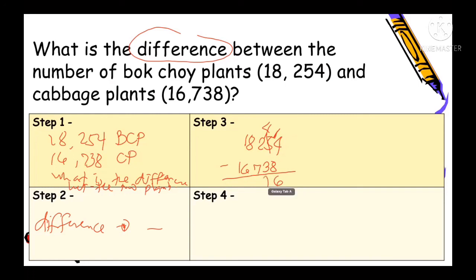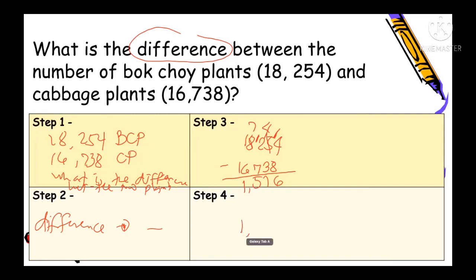4 minus 3, 1. Good job. 2 minus 7? Cannot. So I will put here a cancel sign, and then 8 will become 7, and 2 will become 12. So 12 minus 7 is, again, 12 minus 7 is 5. Good. 7 minus 6, 1. 1 minus 1, that is 0. So we have the answer, 1,516. So I will just copy it here.